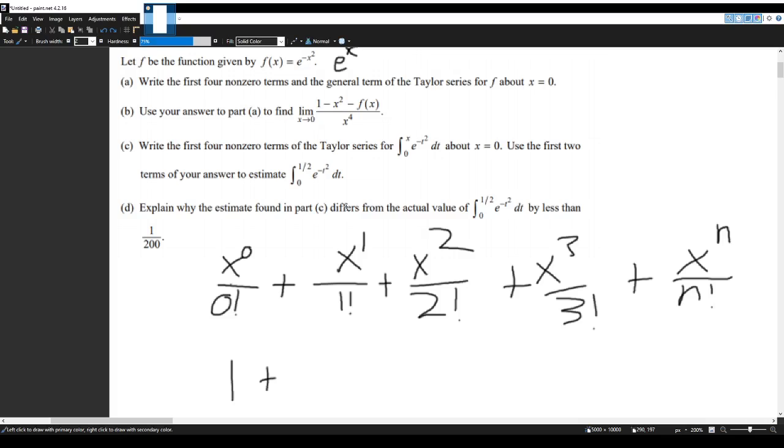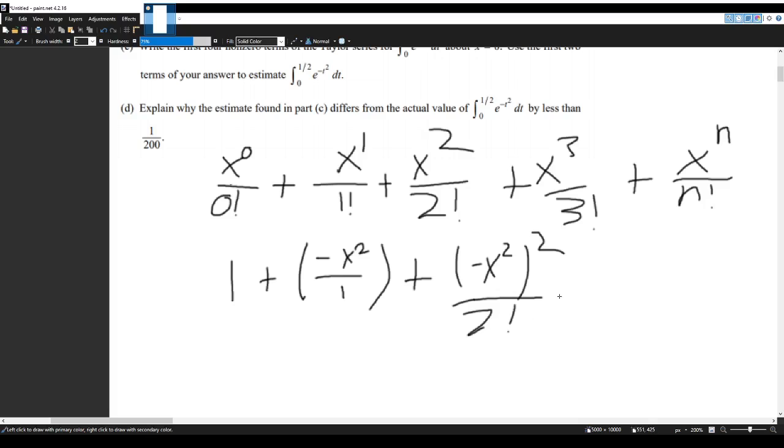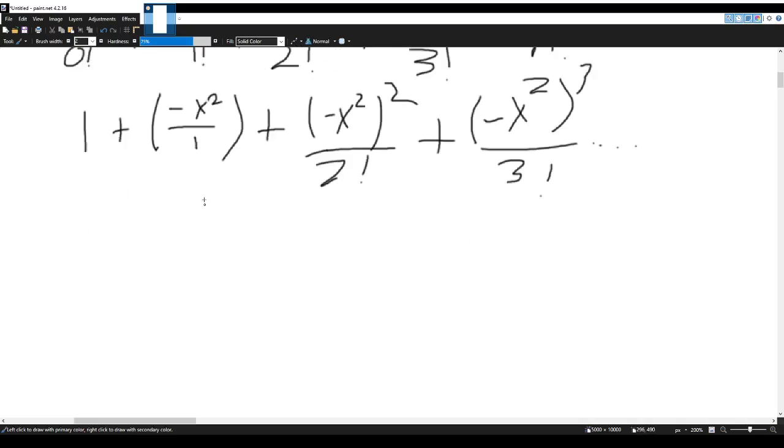So now replace x with, no, with just negative x squared. So that would be negative x squared over 1 plus negative x squared over 2 factorial plus negative x squared to the third over 3 factorial, etc. And I'm going to hold off on writing the general term. I want to simplify this a bit more.